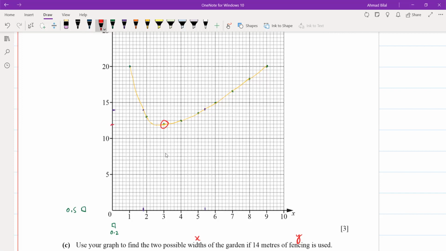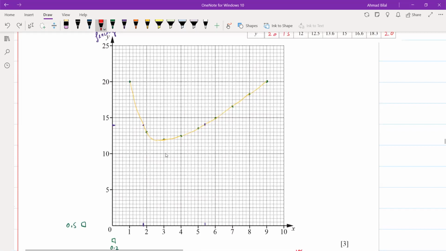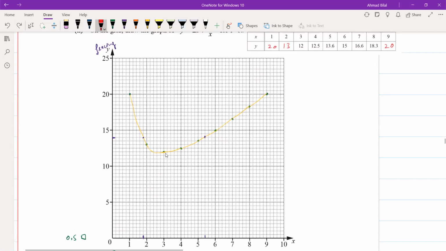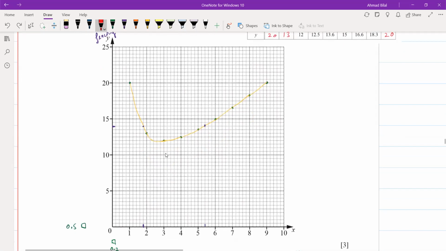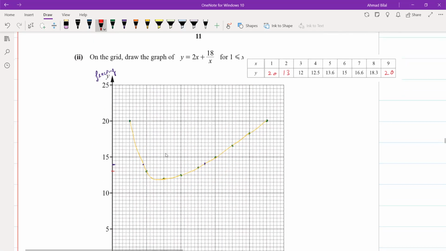So here, earlier we had drawn it by estimation. Since you have to use this value now, you need the minimum amount of fencing, the minimum length of fencing. So what should you do? Check here, is the graph really going to go below this point here or not going to go below this point? So the way to do that is, you know the value above 2, above 2 it's 13.